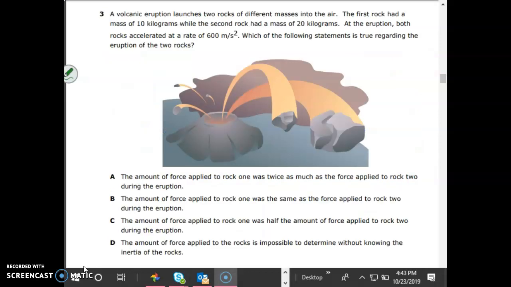Okay, number 3, a volcanic eruption launches 2 rocks at different masses into the air. The first rock has a mass of 10 kilograms. We'll label this one 10 kilograms. The second rock has a mass of 20 kilograms.